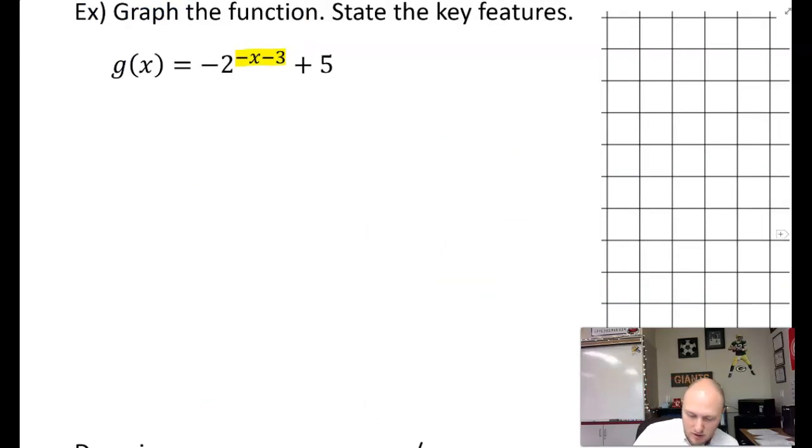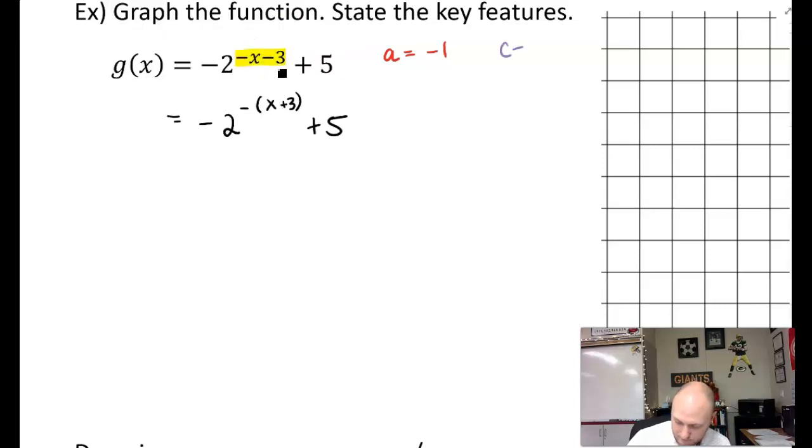So looking at this example, I don't have that parentheses around the x and then the h value. So I need to go ahead and pull out a negative. And when you factor out a negative, you're going to change the sign. So my x is now positive, and then so is this 3. Plus 3. Plus 5. Okay, so this is base 2. It's an exponential decay because it has a negative exponent, but it is base 2. So my a value, that's negative 1. The c value is -1. Our h value is -3. And then our k value is equal to 5.